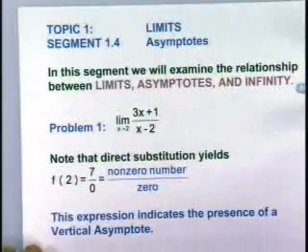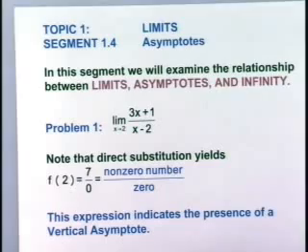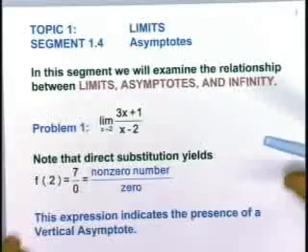This is Topic 1 on limits and Segment 1.4 on asymptotes. In this segment, we're going to look at the relationship between limits, asymptotes, and infinity.